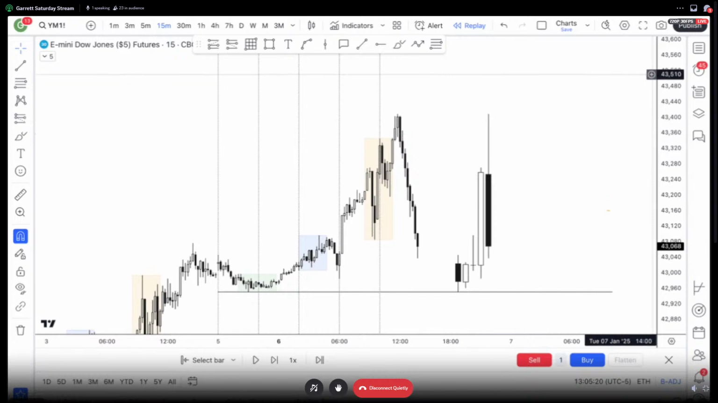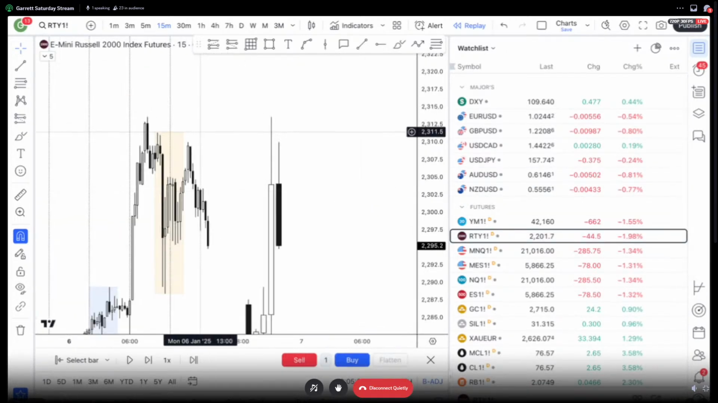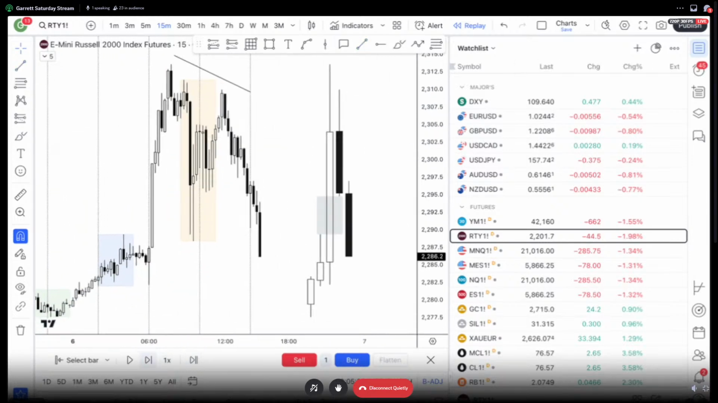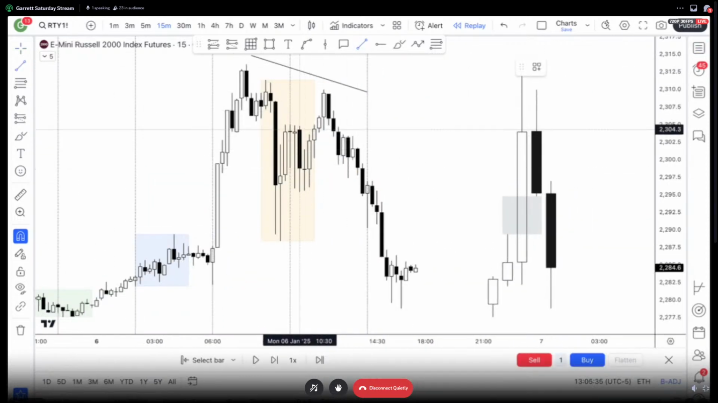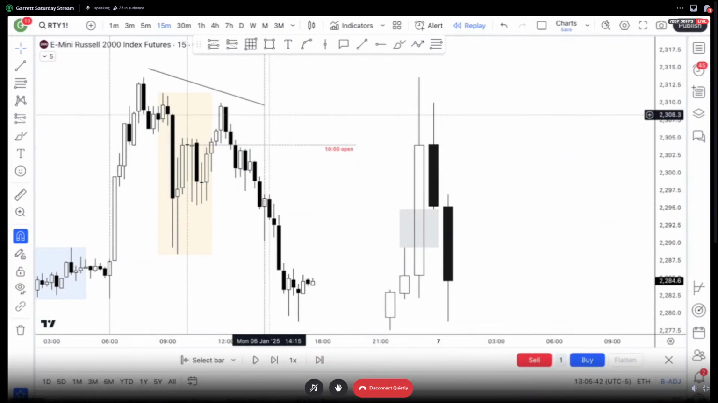That kind of makes sense. And then here, we form SMT, I think. Yep, we put in a lower low right here, then we expand. So this being the 10 a.m. open right here, then we're creating SMT with the high.